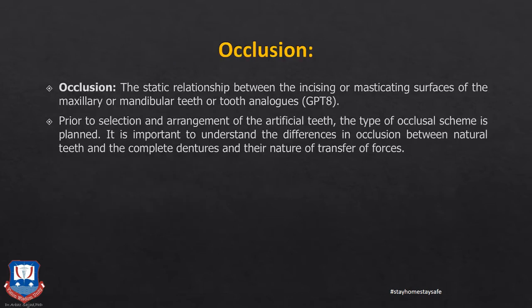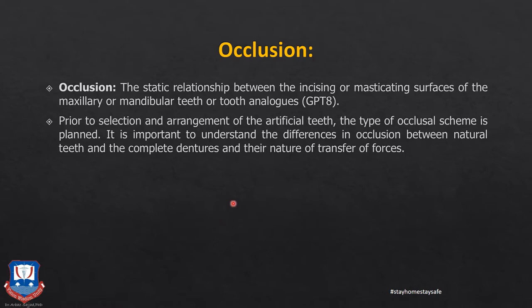Coming to the introduction. Now, what is occlusion? Occlusion is a static relationship between the incising or masticating surfaces of maxillomandibular teeth or the tooth analogs, that is artificial teeth. So, occlusion is basically the relationship between the occlusal surfaces or occluding surfaces of the teeth.